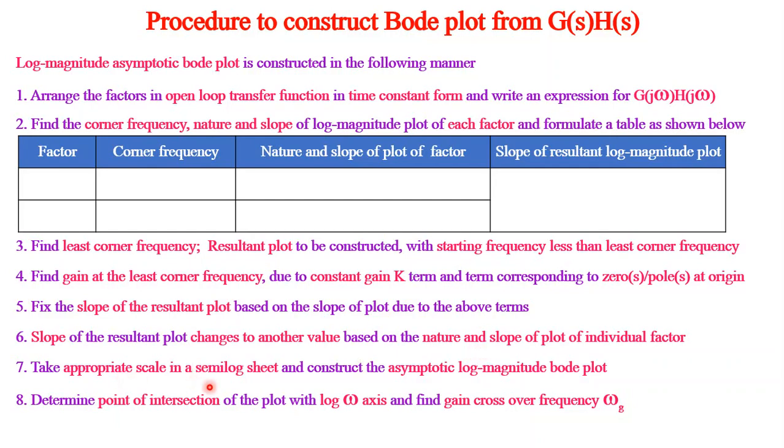Take appropriate scale in a Semilog sheet to construct the overall asymptotic log magnitude plot. Then find the intersection of the plot with log omega axis, and then find the gain crossover frequency. Anyway, this procedure we can understand with the help of an example.